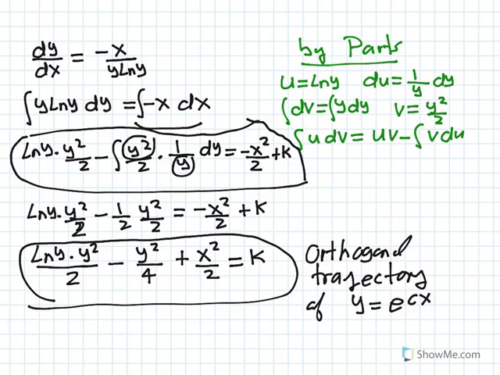All right, so this is of course an implicit solution because we're not able to find an explicit function. We can't get y entirely as a function of x. We can't make y the subject. So this is an implicit solution of the orthogonal trajectory of the exponential function y equals e to the cx.